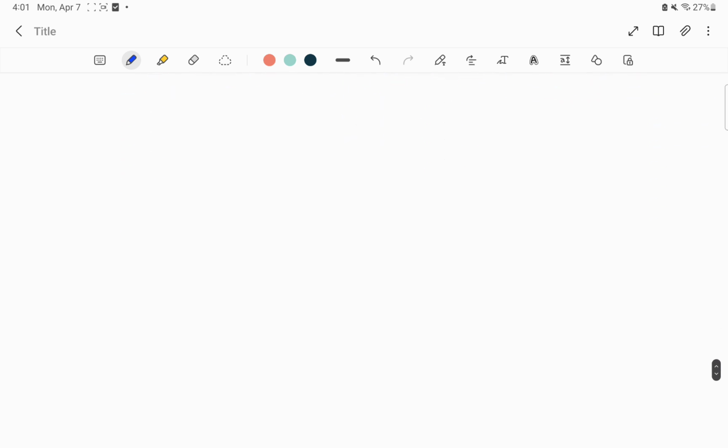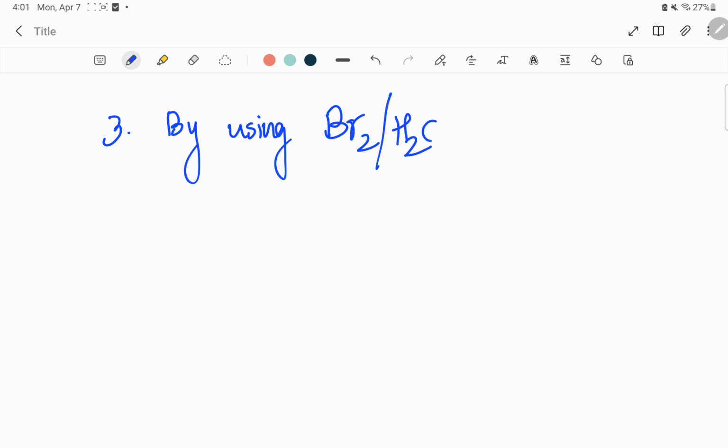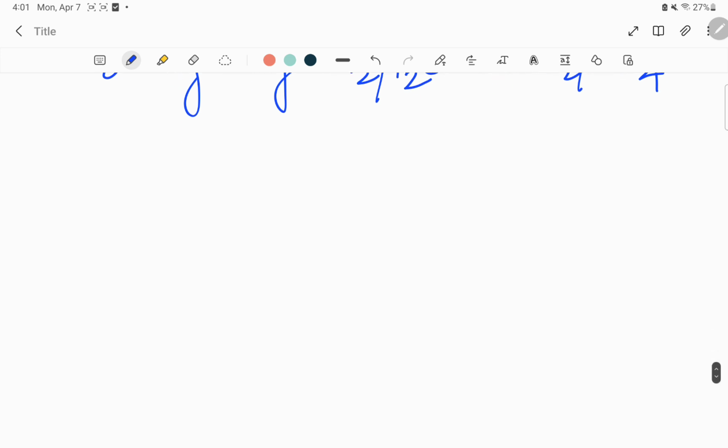Then the third method is by using bromine water. Again, this is still under alkenes. We have not yet finished alkenes. We are still in alkenes. So if I use bromine water or bromine in presence of carbon tetrachloride, we need to see what is the product. So let's say I am taking ethene.